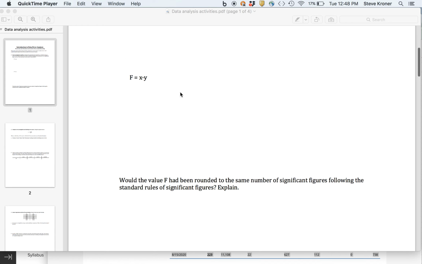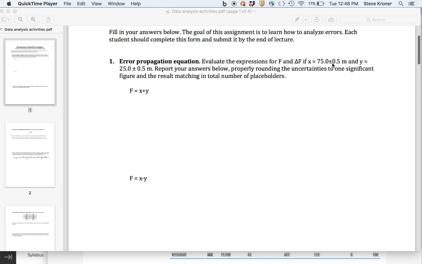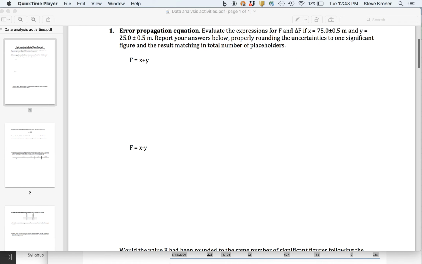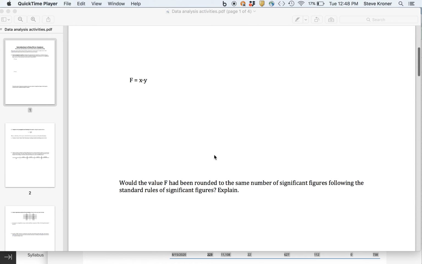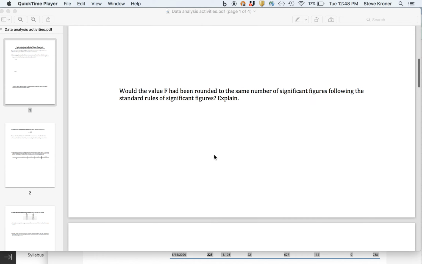The same thing applies to x times y. It should be 3 sig figs times 3 sig figs, so the result should have been rounded to 3 sig figs. You can then look at your result and see if it was rounded to have a total of 3 significant figures. So think about that.